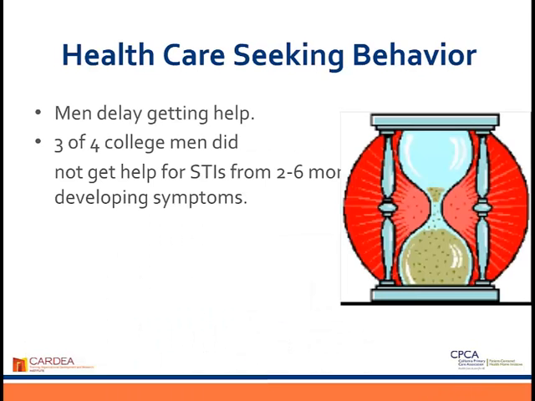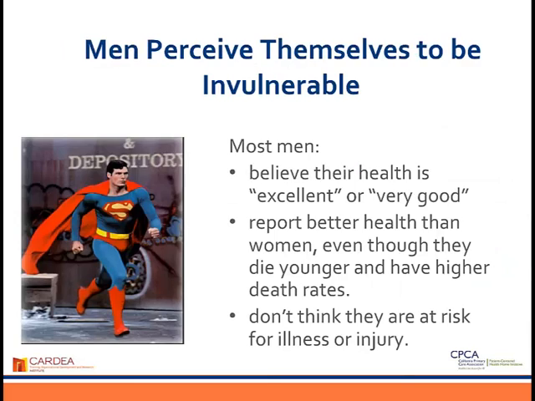Men are less willing than women to seek help, which can result in serious delays in treatment. Among one sample of college men, nearly 3 of 4 delayed getting help for sexually transmitted infections from 2 to 6 months after they developed symptoms. Men also perceive themselves to be invulnerable. Most American men believe that their health is excellent or very good and report better health than women, even though they die younger and have higher death rates. Men are also less likely than women to perceive themselves as being at risk for illness or injury.